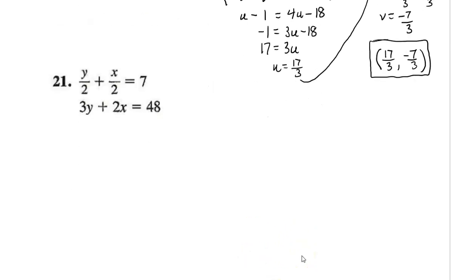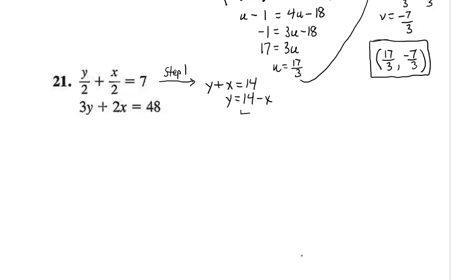Now number 21, neither equation has been solved for one of its variables. So just make a decision. What do you think will be the easiest letter to get alone? And that's probably debatable. I'm going to take the first equation and get one of its letters alone. The first thing I'm going to do is multiply everything by 2. The letter y will be alone, the letter x will now be alone, and the 7 will turn into 14. And then I can subtract x from both sides and get y equals 14 take away x.